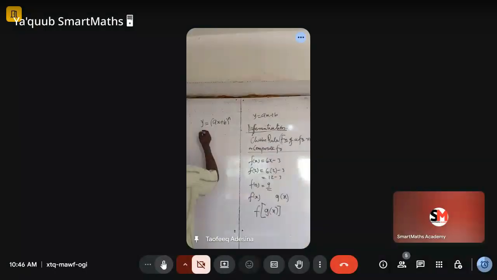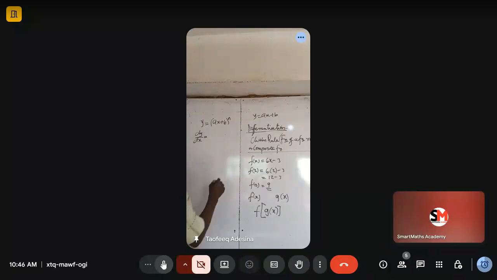The y there is equal to, this is how we're going to do it. You first bring the power down, which is n. Remember what the power can be? It can be any number: positive, negative, or zero. Bring this power down. Then, for the function you have inside, you apply our previous formula to it.